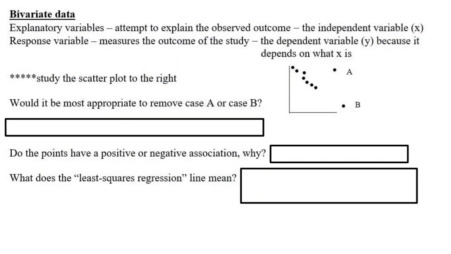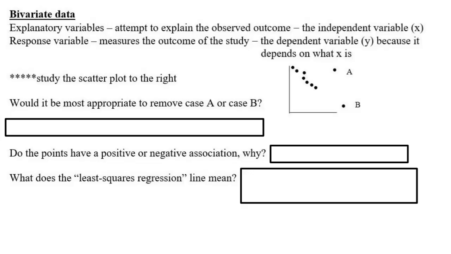Let's see what we can do. Bivariate data. What does bivariate mean? Two variables. Bi meaning two, and then variate, just a shortening of that word variables. So two variable data. Explanatory variables, we attempt to explain the observed outcome based on, or that this is our independent variable. We think this will explain the output that we're seeing. And then our response variable, this is the measure of the outcome of the study. This is our dependent variable because it depends on what x is.